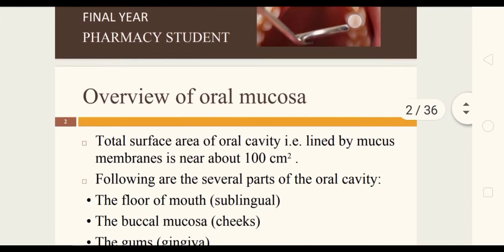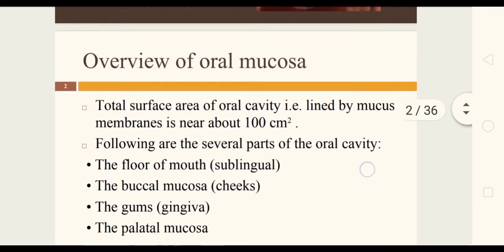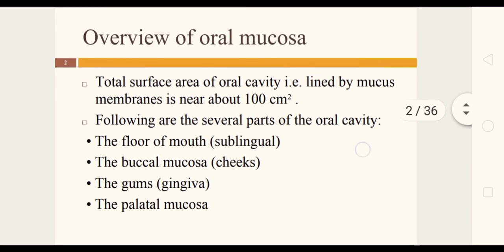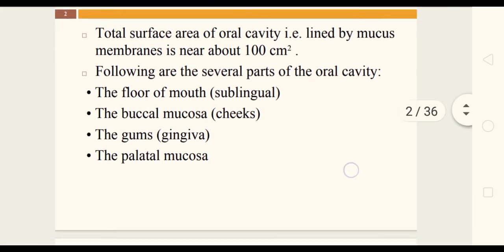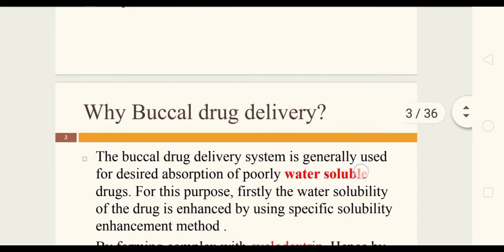The overview of oral mucosa. The total surface area of the oral cavity that is lined by mucous membrane is about 100 centimeters square. And if we talk about the several parts of the oral cavity, they are the floor of the mouth, the sublingual part, the buccal mucosa, that is cheeks, and the gums, that is gingiva, and the palatal mucosa. So these are all the parts of the oral mucosa.